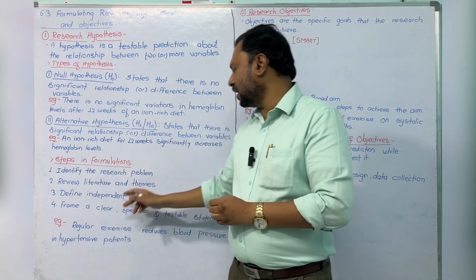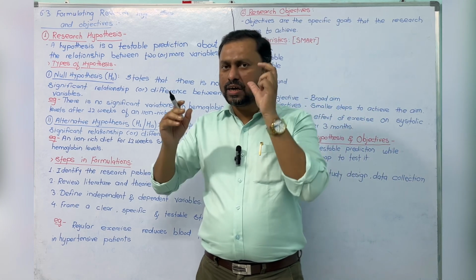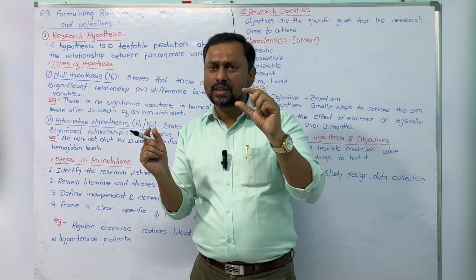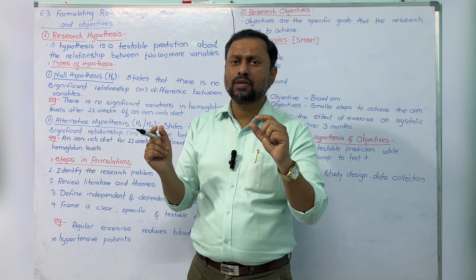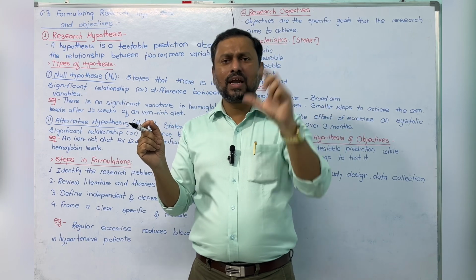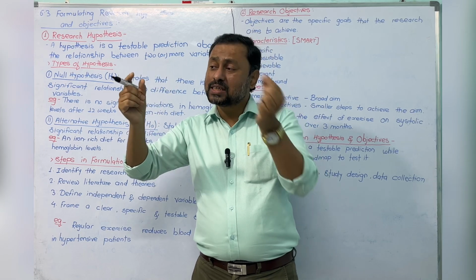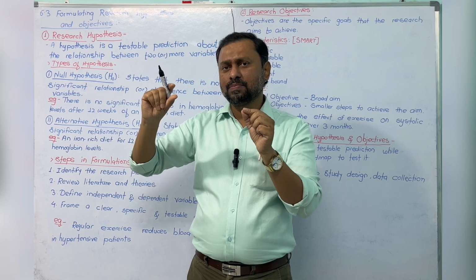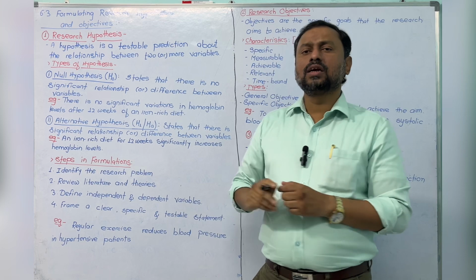Next is to define the independent and dependent variable. You have to define the independent variable and dependent variable correctly. The independent variable is nothing but your drug: what drug you are giving, how much quantity, whether you are increasing or decreasing it gradually, or adding something to it. This is the independent variable. Due to that independent variable, the second one, the dependent variable: is there any change in the dependent variable? That is what you have to prove. So, define the independent and dependent variable.